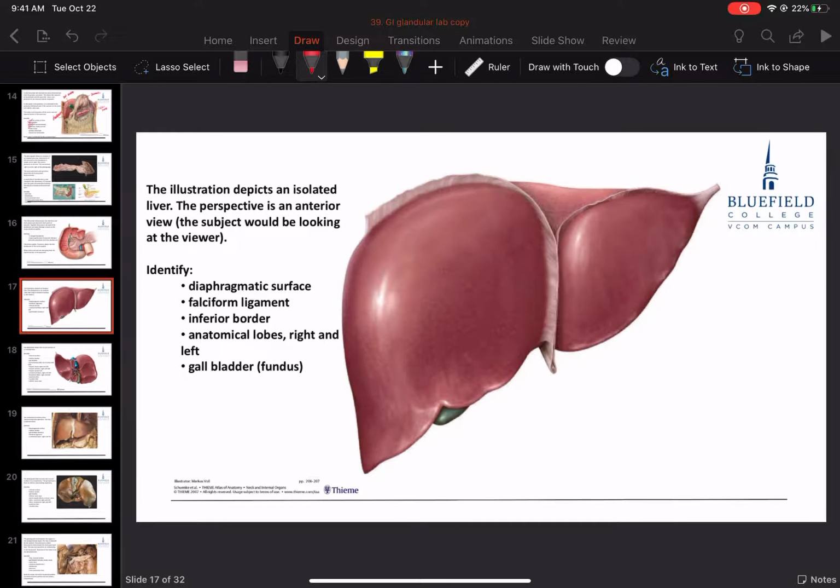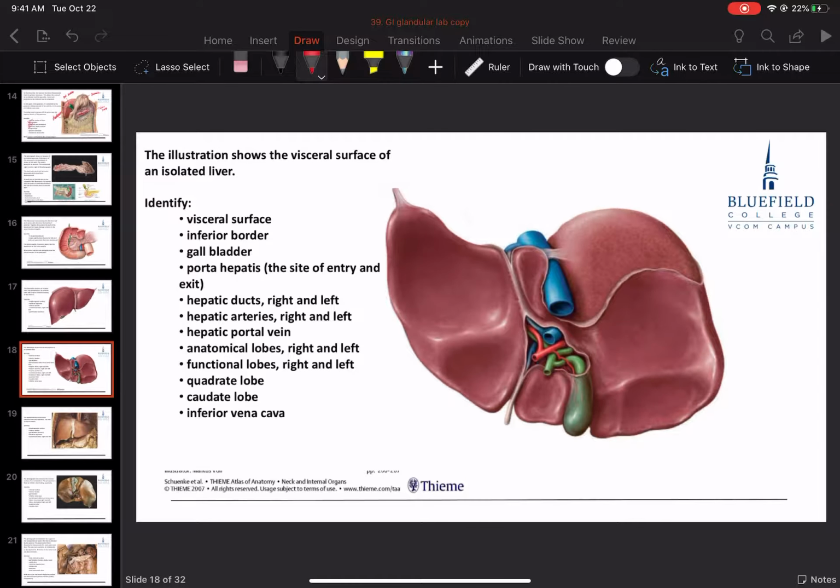So, visceral surface, inferior border, that's just here. Of course, you see the gallbladder, porta hepatis, so I think we have that straight. This is the area of the porta hepatis. Hepatic ducts, right and left, we see there, that's what's coming out of the liver, so here would be the right one. The left one's a little bit hidden back there, but it would be there. So what would this duct be? Common hepatic duct. And then, what's this duct?